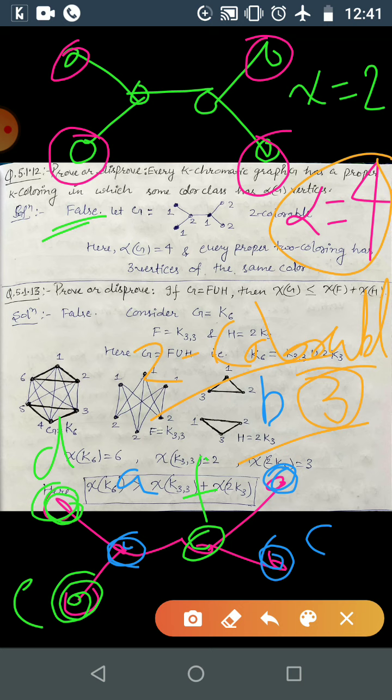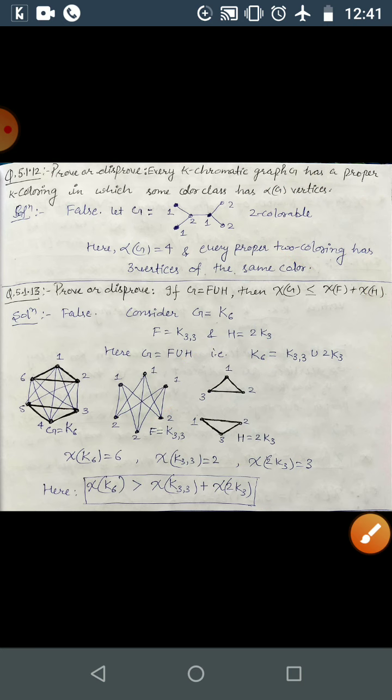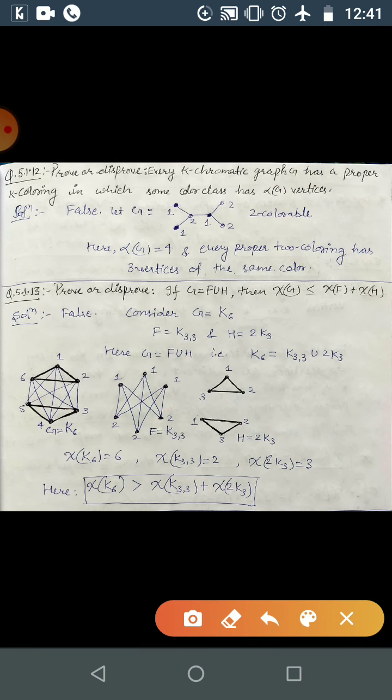Obviously you can find some other example. You can always consider a tree-type example, and you can make this statement false. So the statement that every k-chromatic graph has a proper k-coloring in which some color class has alpha(G) vertices is wrong.